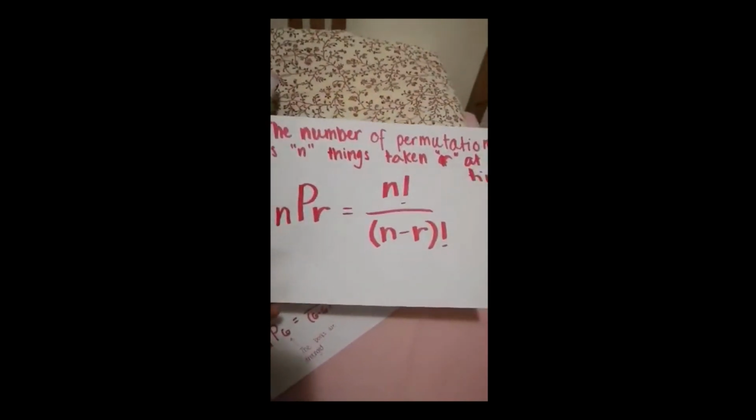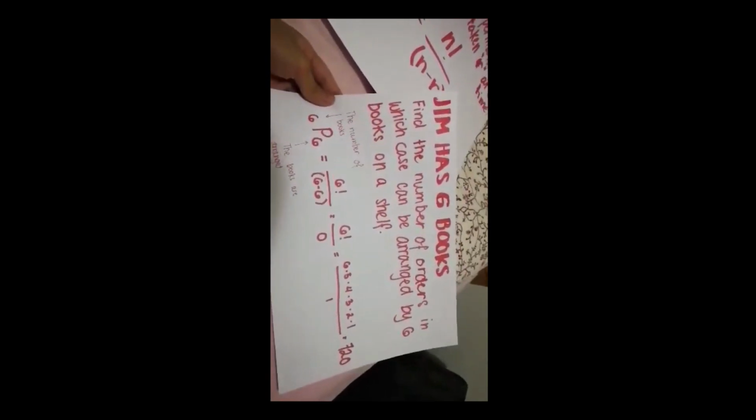So our problem here, our word problem. Jim has 6 books. Find the number of orders in which the 6 books can be arranged on a shelf. So we know that the n here is 6 because Jim has 6 books, the number of books. And r is how many at a time, so it's 6. So it equals to that.